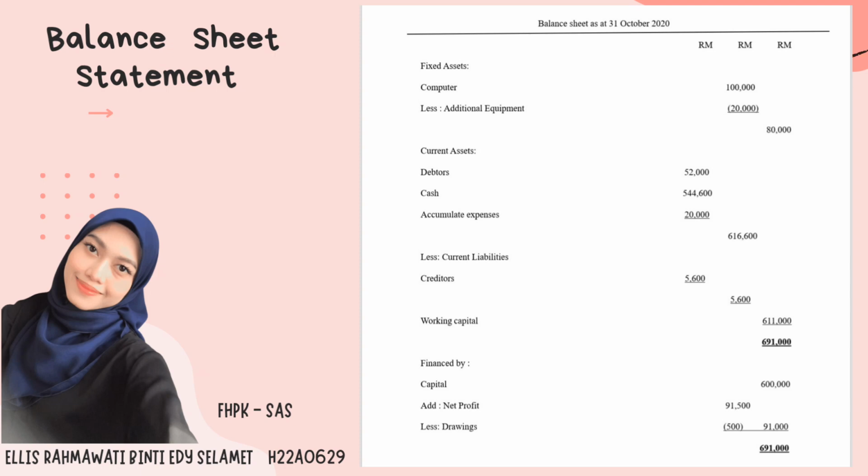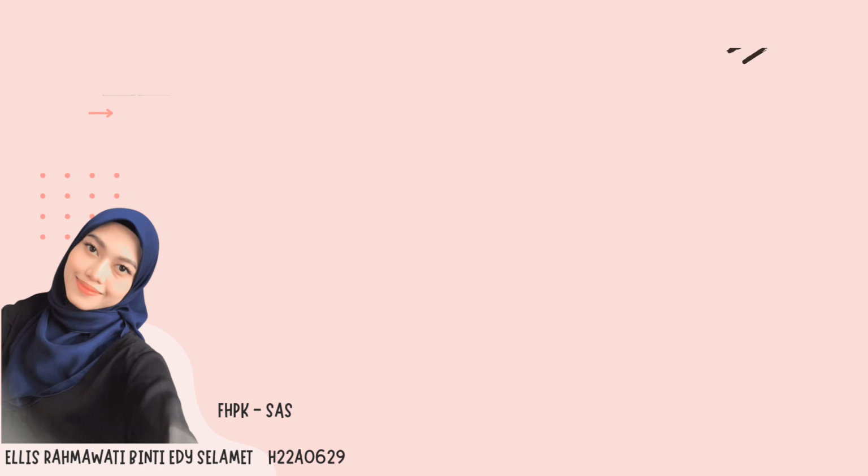80,000 plus 611,000 will get 691,000. Financed by capital 600,000 plus net profit 91,500 less drawings 500 will get 91,000. 600,000 plus 91,000 equals 691,000, which is the same and balanced.